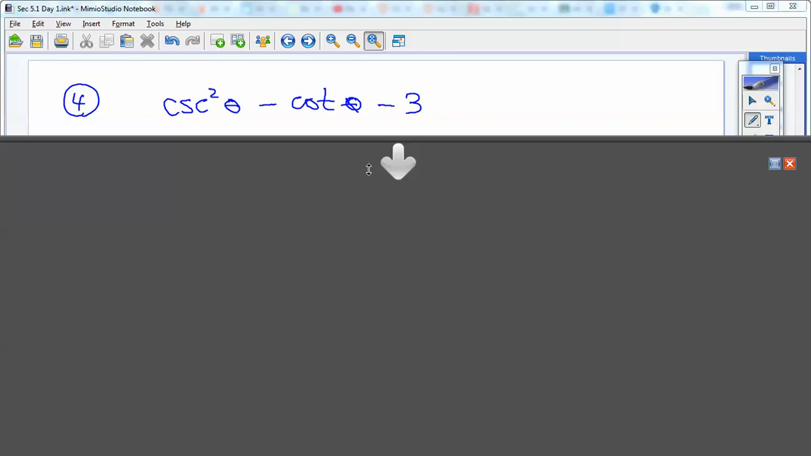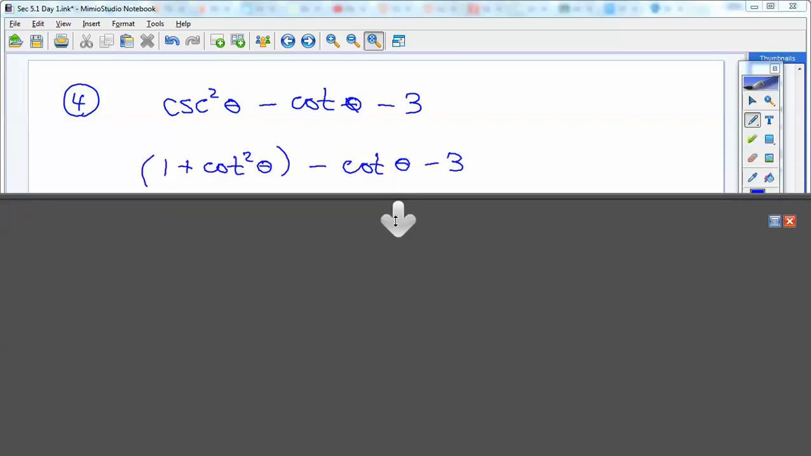Why couldn't we do a FOIL like on this right now? Because they're not the same. You've got the cosecant squared and a cotangent in the middle. Okay, but when you see cosecant squared, go to your Pythagorean identities. What could we turn cosecant squared into? 1 plus cotangent squared. So we can replace the cosecant squared with 1 plus cotangent squared.